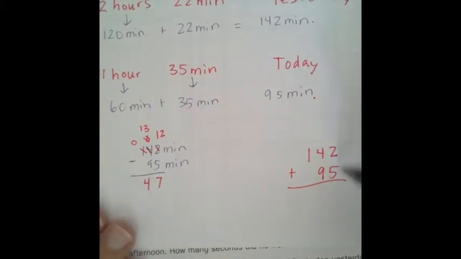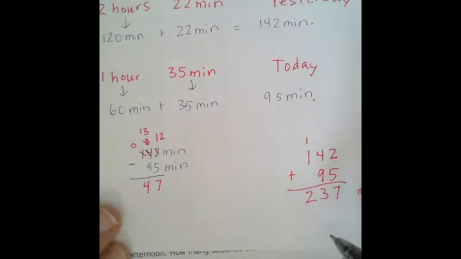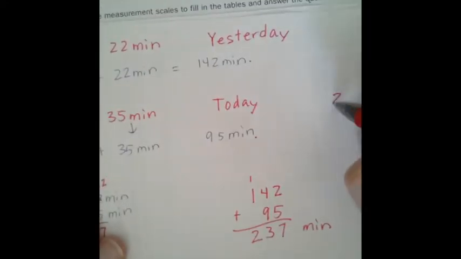5 plus 2 is 7. 9 plus 4 is 13. Carry the 1. 1 plus 1 is 2. So that's a total of 237 minutes. Now we need to convert that into seconds. I know that there are 60 seconds in a minute, so I need to multiply 237 times 60.